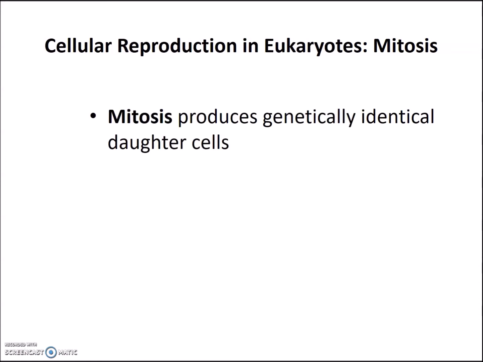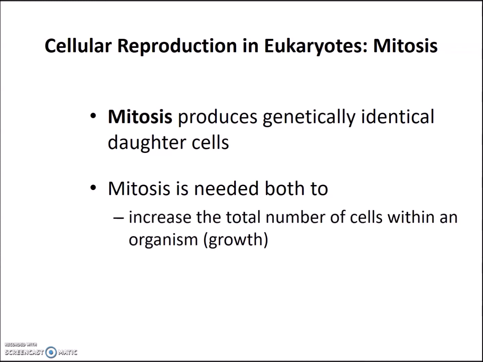In mitosis, the process by which eukaryotic cells replicate, we're producing genetically identical daughter cells. Another word for that is cloning. We are cloning the parent cell to make two daughter cells that are exactly identical. We need mitosis for a couple of reasons. One, we've got to grow.